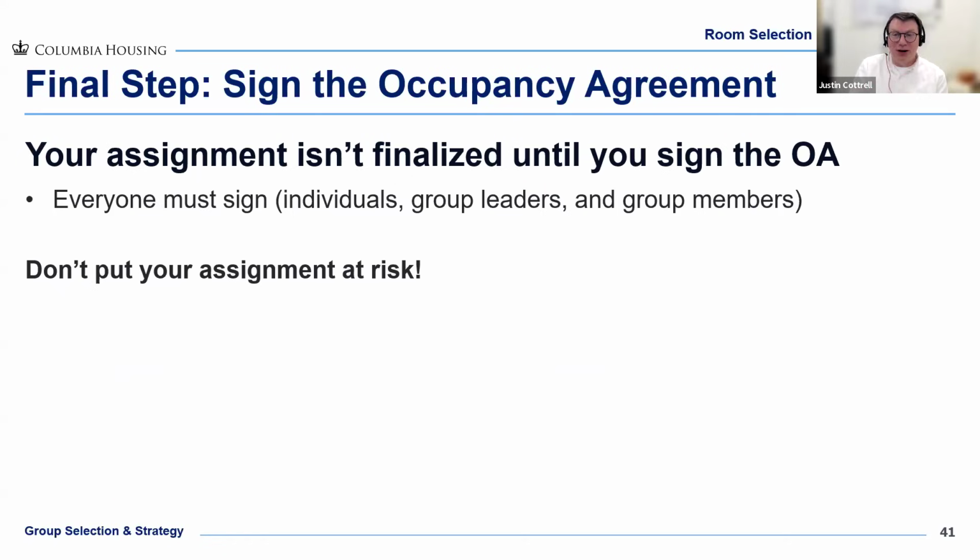You must sign your occupancy agreement because your assignment isn't finalized until you do so. This is something that each group member, including the leader, must do for themselves. The occupancy agreement becomes available once your group leader has selected and assigned the rooms. Please complete this step. If you don't, you may be putting your room assignment at risk.